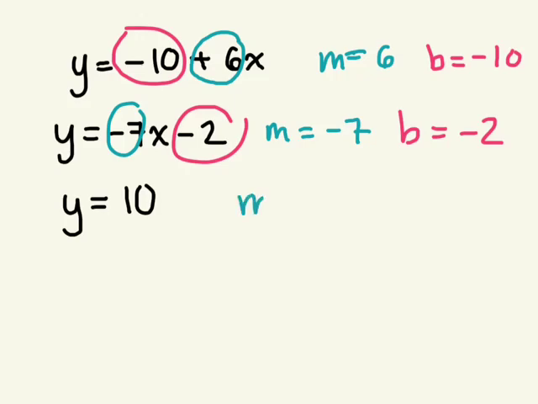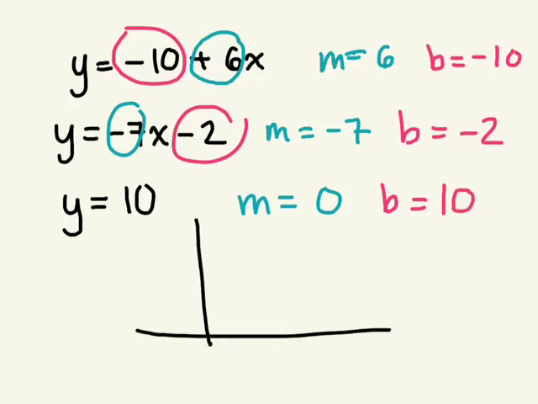Slope is 0. Good, because there's no variable x. And then 10 is the number by itself, so what's the b? The y-intercept. So the y-intercept is going to be 10. Okay, and do you know what kind of line this will look like?